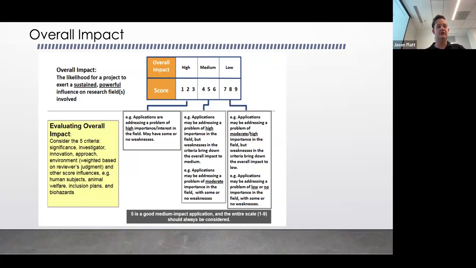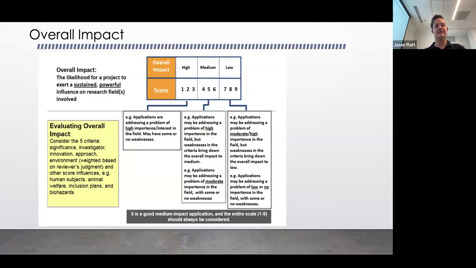So you can see here just sort of the key criteria that they look at. So they look at significance, the investigator team, innovation, your approach, which is your research strategy, and the environment. And all of these are weighted based on the reviewer's judgment, and then other score influences. So if you had a major problem with human subjects, that might influence their decision, or if your grant is found to be less inclusive.